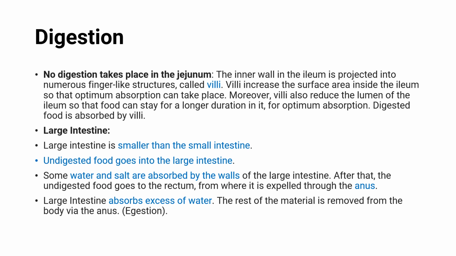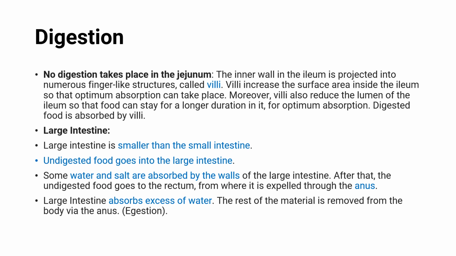The inner wall in the ileum is projected into numerous finger-like structures called villi. The villi increase the surface area inside the ileum so that optimum absorption takes place. Moreover, villi also reduce the lumen of the ileum so that food can stay for a longer duration in it for optimum absorption. Digested food is absorbed by villi.